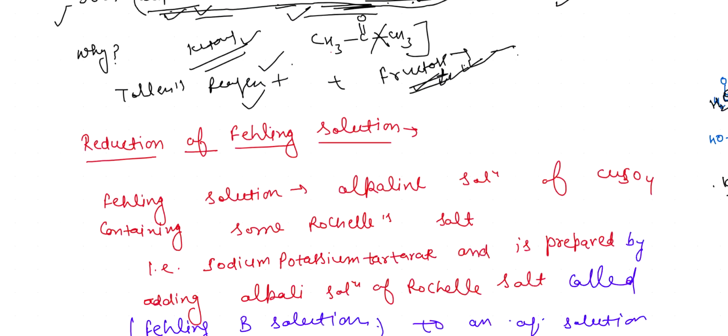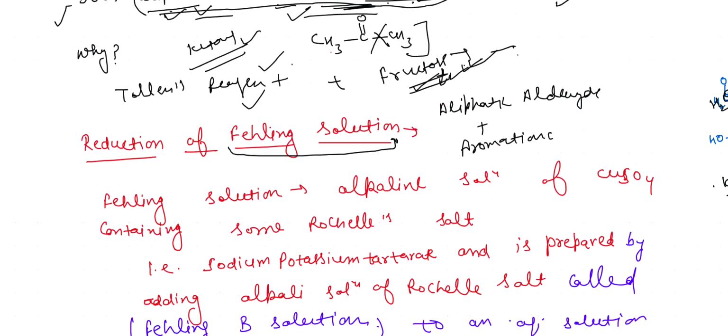Okay, then the second one is Fehling solution. It is very clear from the starting, only Tollens reagent and Fehling solution distinguish aldehydes and ketones. The Fehling solution has one more peculiar property. It also distinguishes aliphatic aldehyde from aromatic aldehyde. So this is a particular property of Fehling solution. So it can distinguish both.